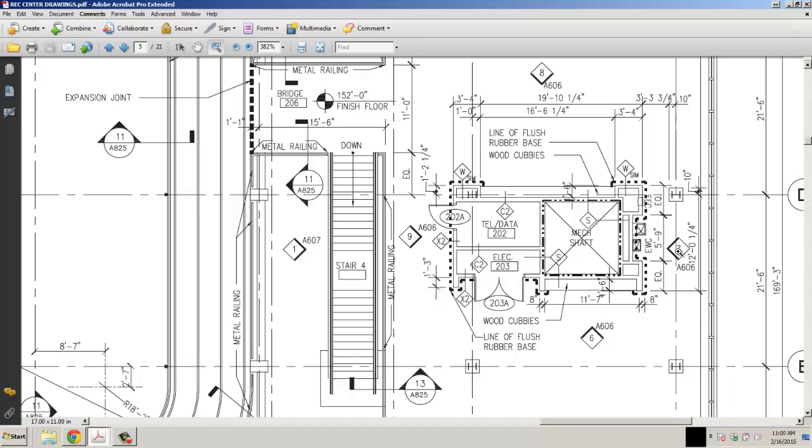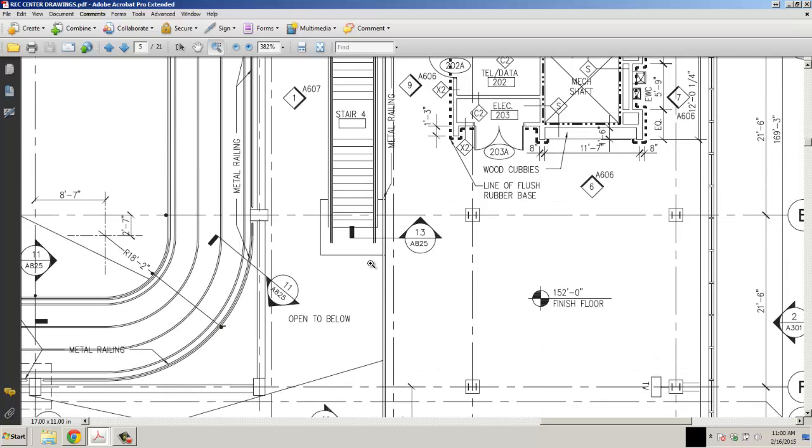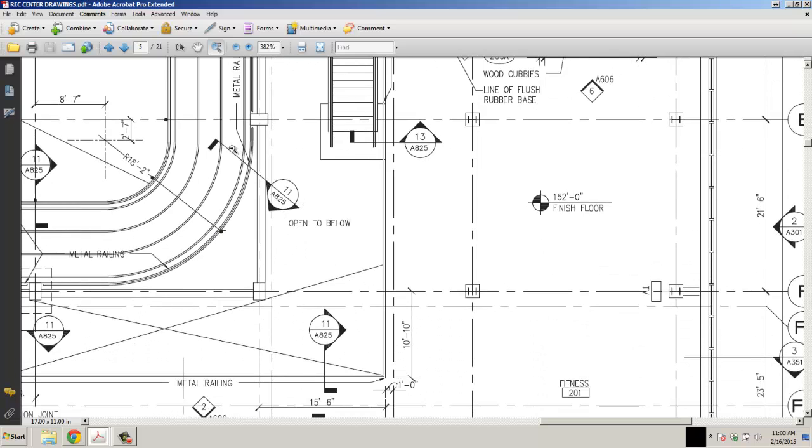We see an elevation 7, which is on sheet A606. We don't have a copy of that, so I can't really take a look at it. Here we have an elevation 1 on A607, which would look at this stairway. These are sections through the track. Sheet 11, detail 11, A825. This would show up here.